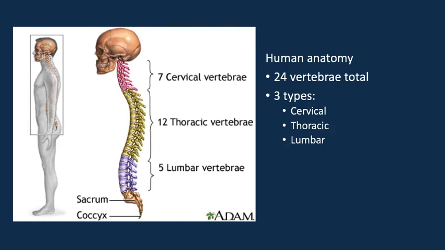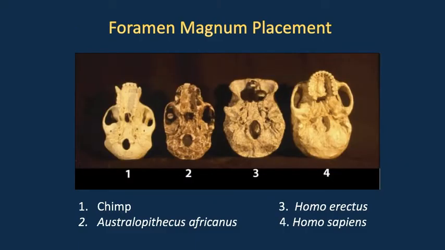Okay, so we're going to talk a little bit about the anatomical differences that you see between a biped and a quadruped. So as I said, if we're out in the field and we find a fossil that dates to 4 million years ago, what are we going to look for? If we want to figure out whether it's a hominin or not, what kind of characteristics are we looking for? Okay, so the first is the foramen magnum placement.